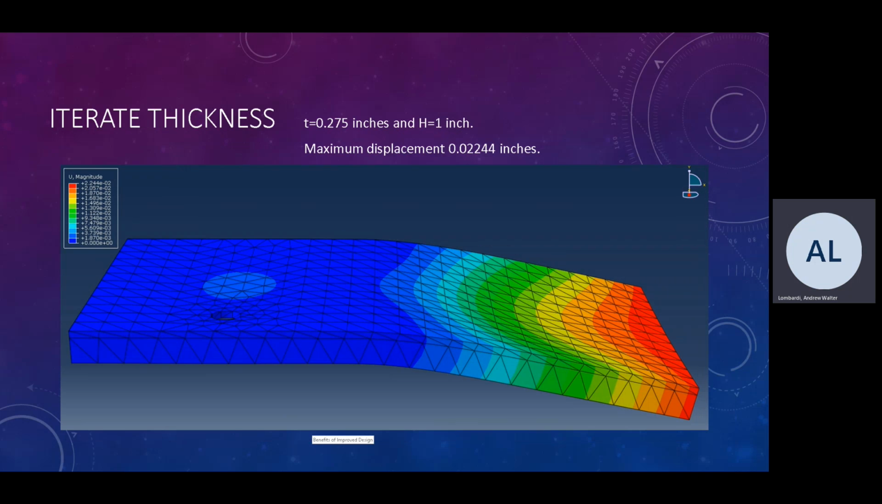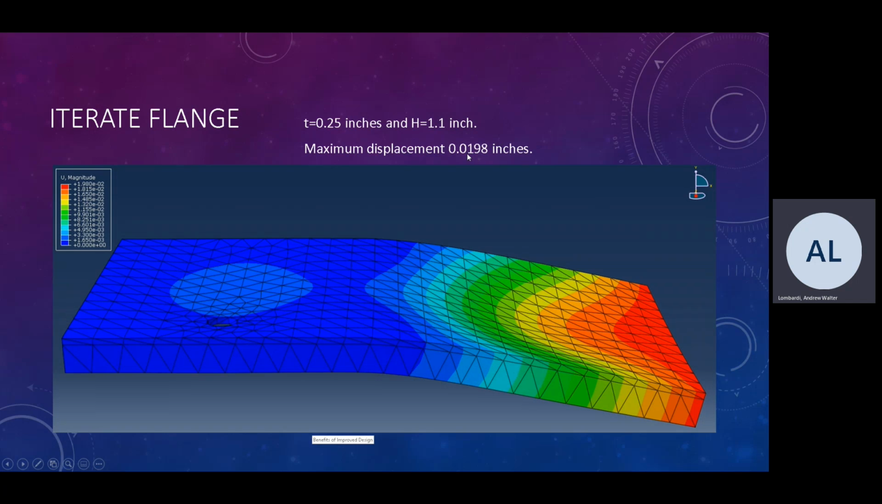So we iterated the thickness and increased it to 0.275 and kept the height of the flange at 1, and this resulted in a maximum displacement of 0.02244 inches. Then we iterated only the flange height, with the thickness at the original 0.25 and the height of the flange at 1.1 inches, and this resulted in a maximum displacement of 0.0198 inches.